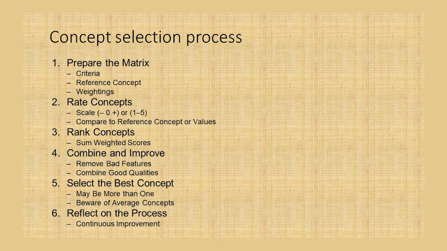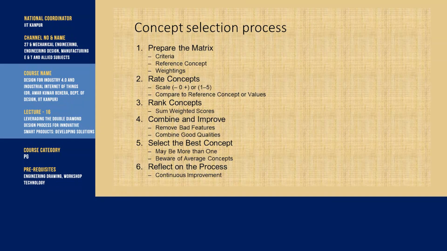5 is really very good, 1 is very bad, and 3 is in between, okay, and then compare the different concepts to reference concepts. Okay, we will see how this is done. I will show you the matrices, and then you rank the concepts based on your weighted scores. For each concept, you will get a weighted score.